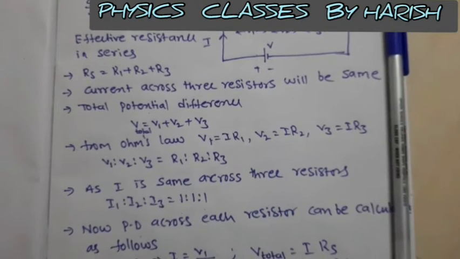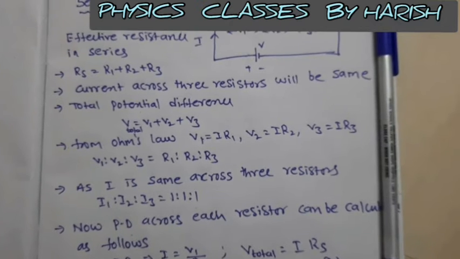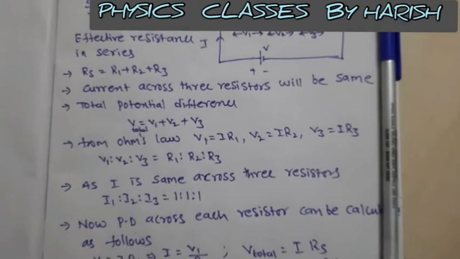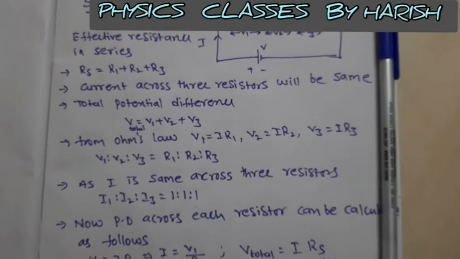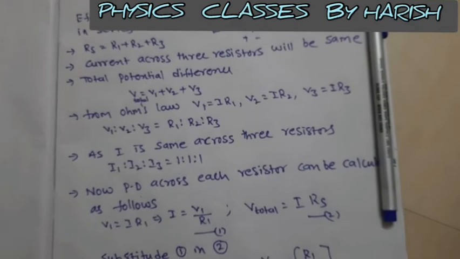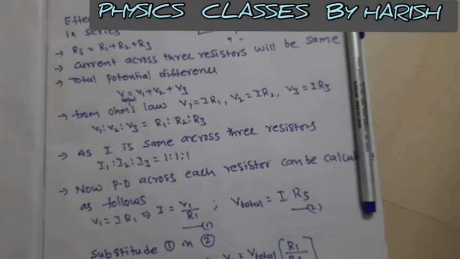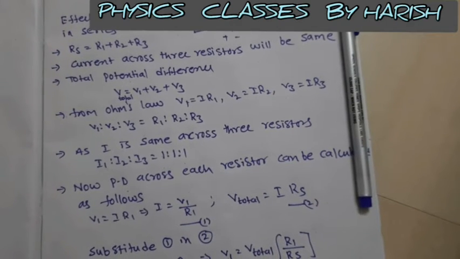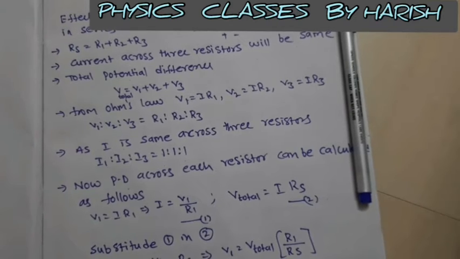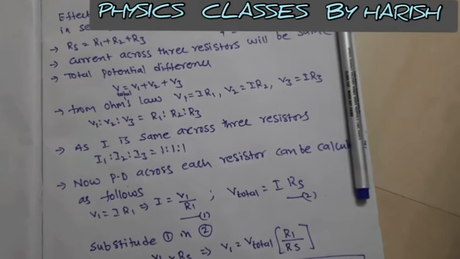Next one, as I is the same across the three resistors, the ratio of the current across the three resistors can be I1 is to I2 is to I3 is equal to 1 is to 1 is to 1. Now we are going to find the potential difference across each resistor. So this is important. Here according to Ohm's law, V1 is equal to IR1 and I is equal to V1 divided by R1. Let us consider it as equation 1.